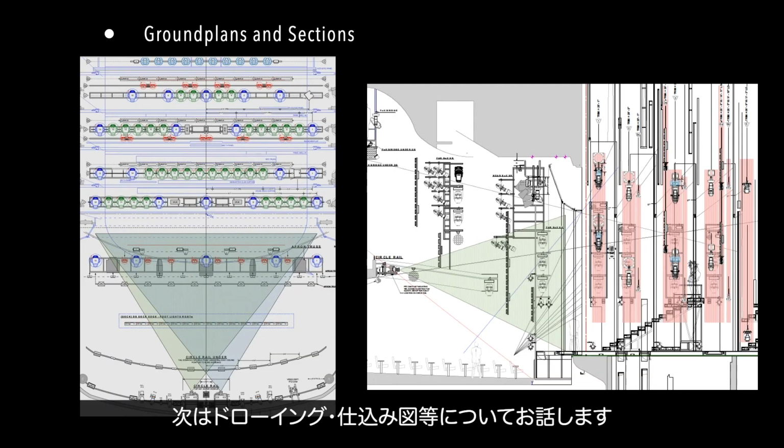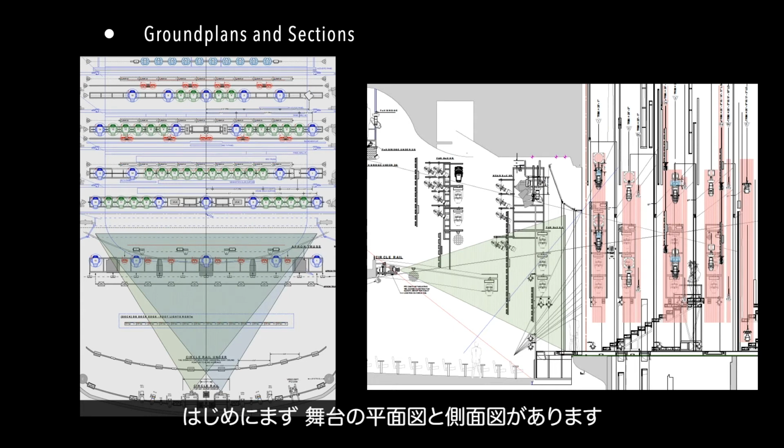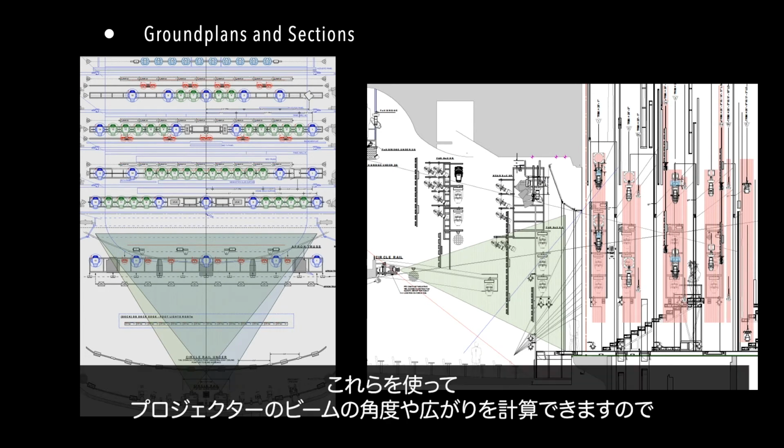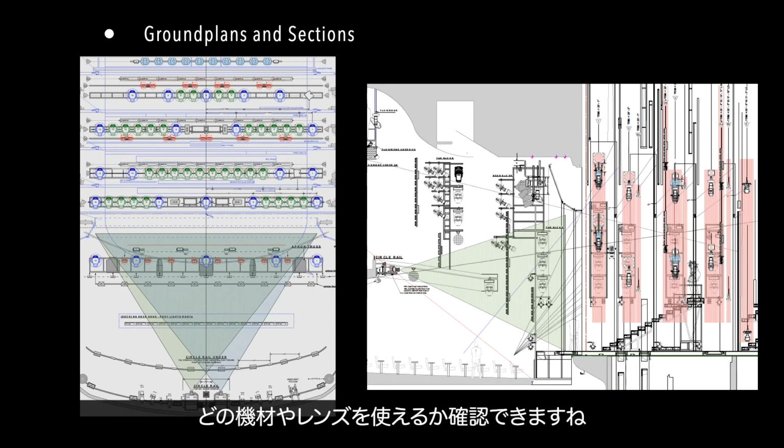So the first part about the drawings is ground plans and sections, and you'll want to use these to show beam angle, to show placement, to show coverage. But again, it's about getting the math done for you and your team so everybody knows how this stuff is working, but it's also about sharing these things with other departments so that they're aware of where your equipment needs to go.